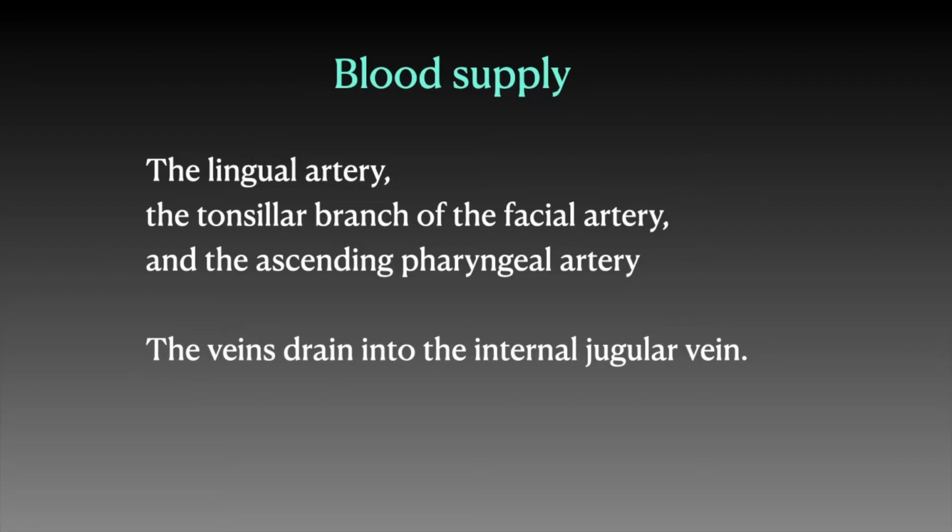The blood supply of the tongue. Arterial supply is from the lingual artery, the tonsillar branch of the facial artery, and the ascending pharyngeal artery. The veins drain into the internal jugular vein.